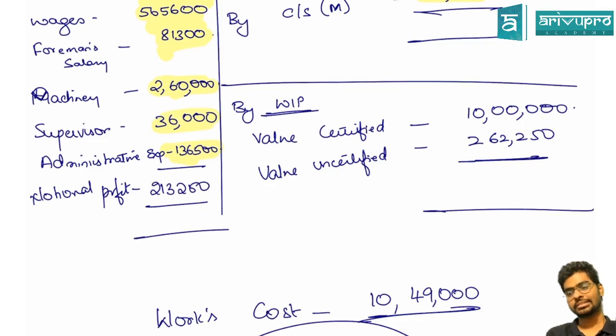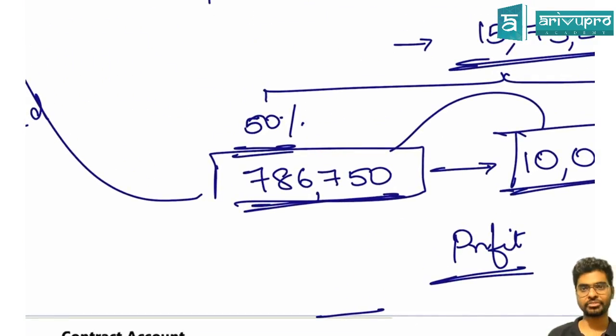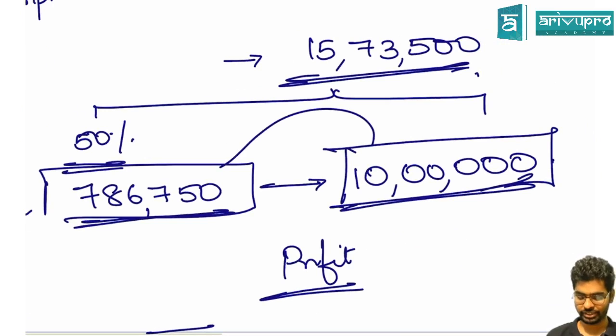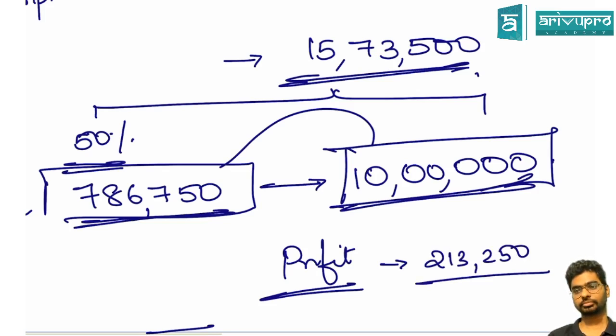Did you all understand this? So if you look into the logic I had taught you earlier, the logic is simple. Only the work certified portion gets recognized for profit. So the work certified portion was 786,750, out of which 10 lakh. If you do the difference, you should be getting a profit of. Did you understand? The new concept we learned here is how to find the work uncertified portion, with a couple of simple calculations from the cost sheet chapter itself.